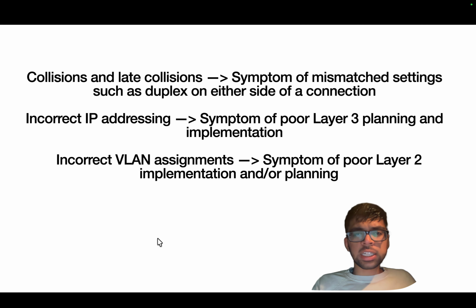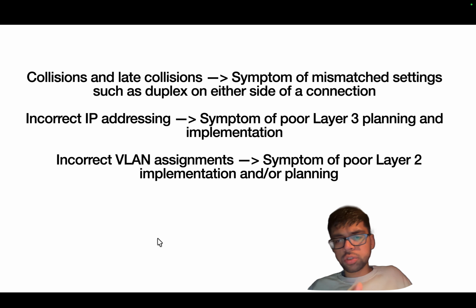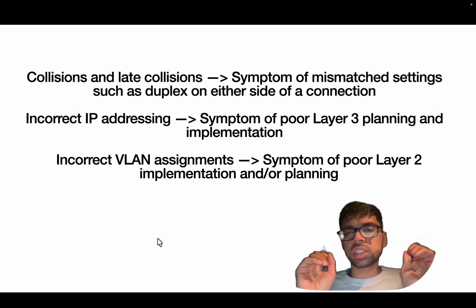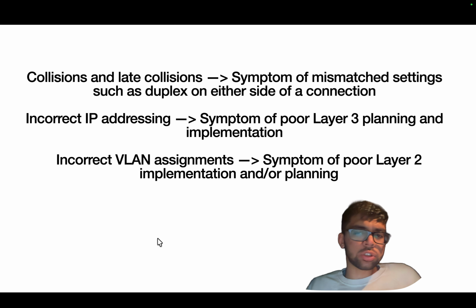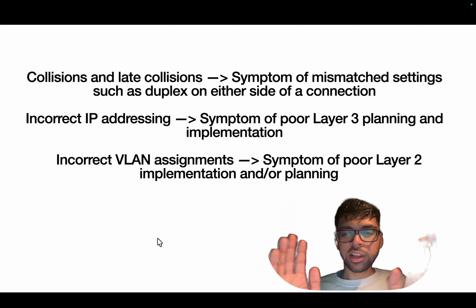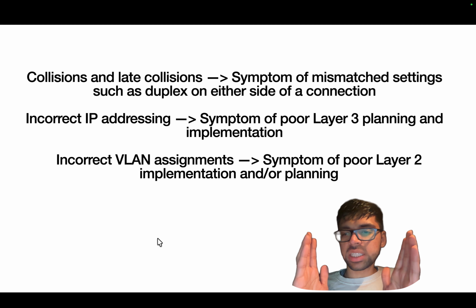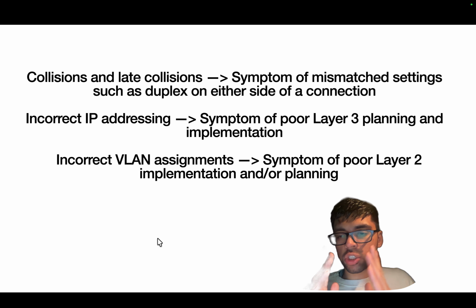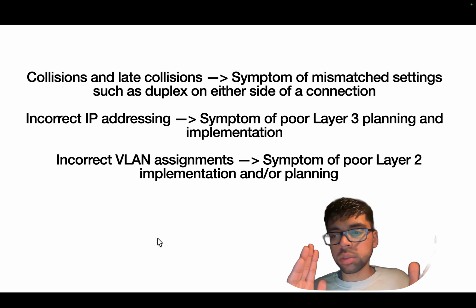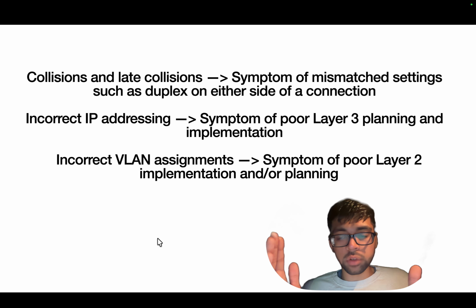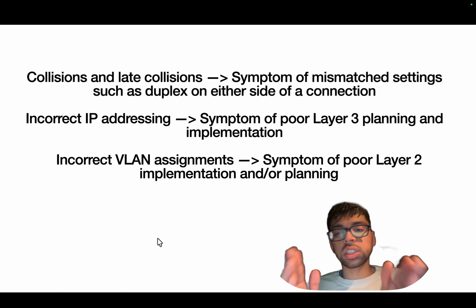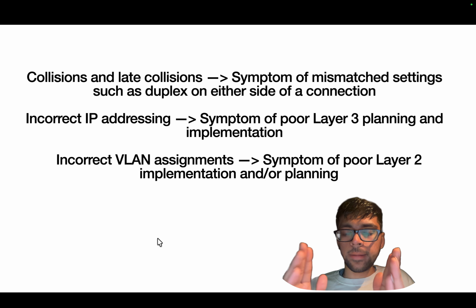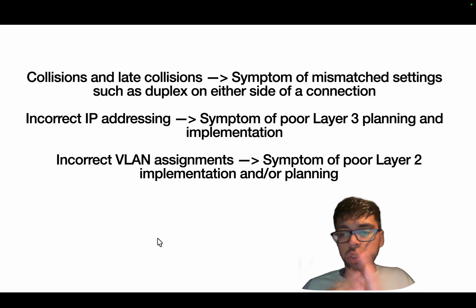So, collisions and late collisions. These are some issues I just want to talk about. Late collisions are normally a symptom of mismatched settings, such as duplex. On either side of the connection, if one side is using full duplex and the other side half duplex, that's not going to work. So we need to have these matching, and that's why auto negotiation is great. If you're not using auto negotiation, you need to ensure that it's statically configured the same on both sides, both sides agreeing to use full duplex or half duplex, and when it comes to speeds as well, they need to be using the same speeds, like 100 meg each side, 1000 meg each side.